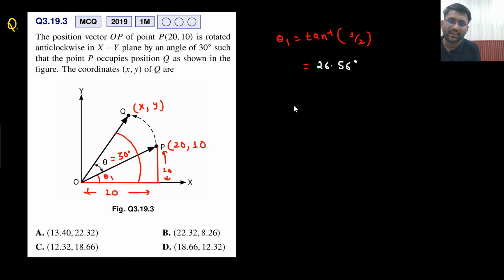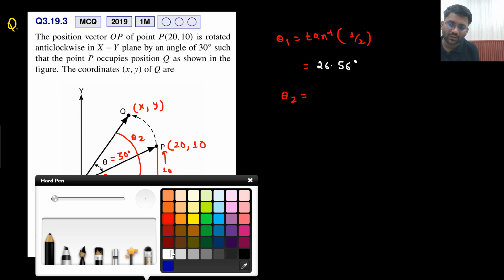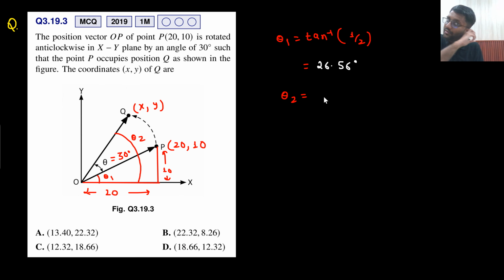So let's call this angle theta 2. Your theta 2 will be nothing but 26.56 degree. It was the already angle, plus you have rotated by 30 degree more. So it will be 56.56 degree.